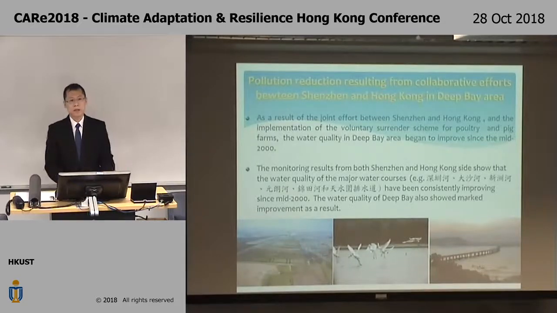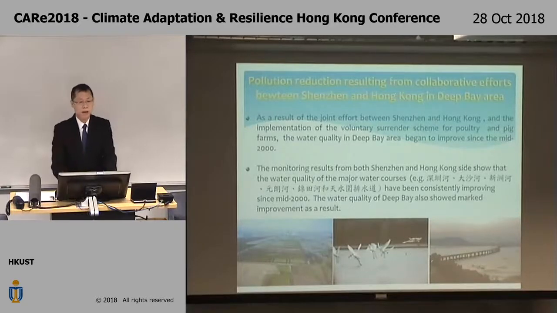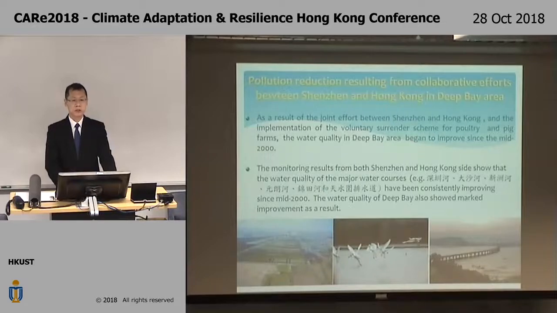Just to illustrate some of our achievements, we have been talking about how to improve Shenzhen Bay and Deep Bay, the Hau Hoi Wan, for quite some years. Our Shenzhen colleagues, our counterparts, have done a lot of work in building new treatment systems and in treating wastewater. We have also in Hong Kong done a lot of work to improve the problems there, in particular the impact caused by our livestock farms.